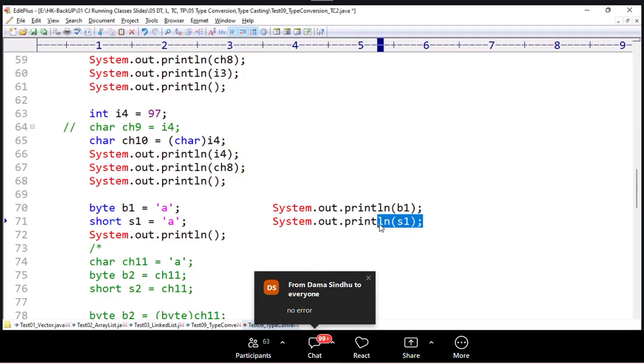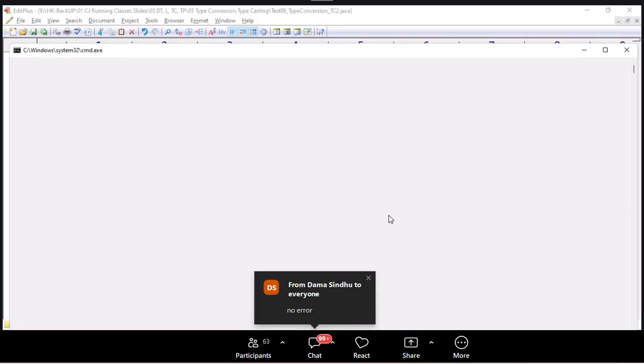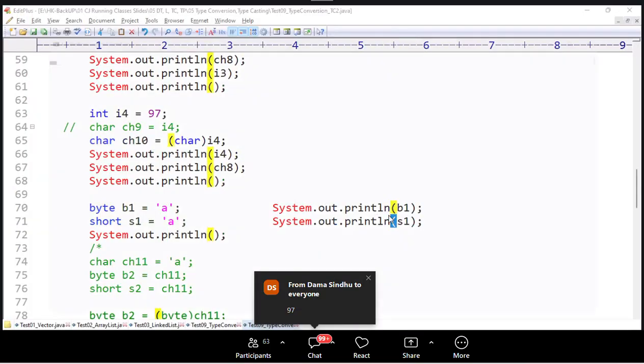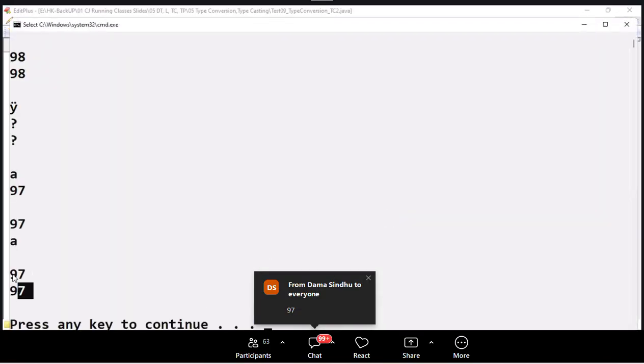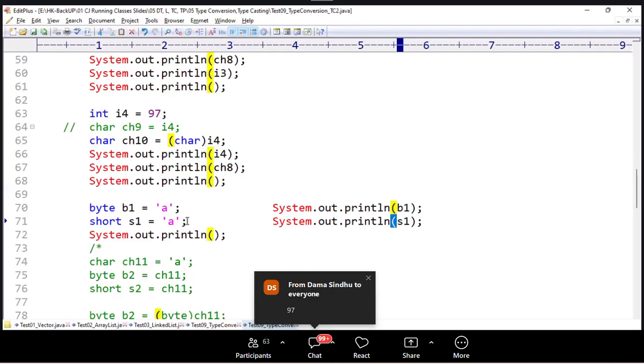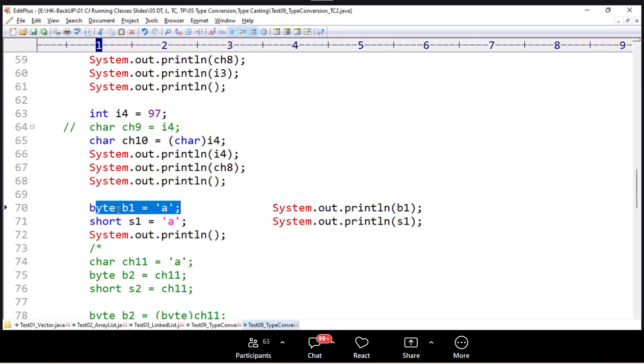Yes. What is the value printed? 97. No compile time error, no runtime error. The output is 97, 97. Speak out. What are we assigning? A char literal to a byte variable is allowed because 97 is in the range of byte.